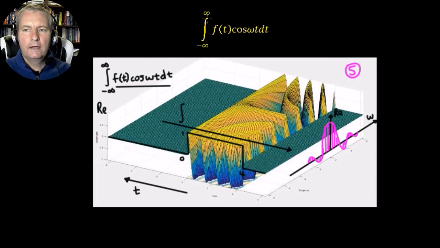Now we integrate this function f of t, which is modulated by the cos omega t surface, from minus infinity to infinity with respect to time. So we're integrating in this direction here, which is our time axis, and when we integrate in this direction, which in effect is adding up all the values along this direction across this line, then we will get this function here, which will be a purely real function, and it will be the sinc function which we've seen before.